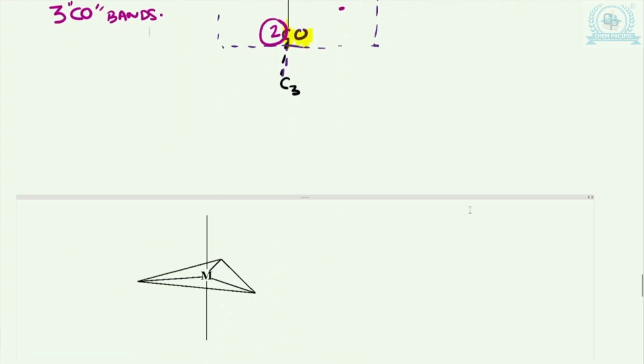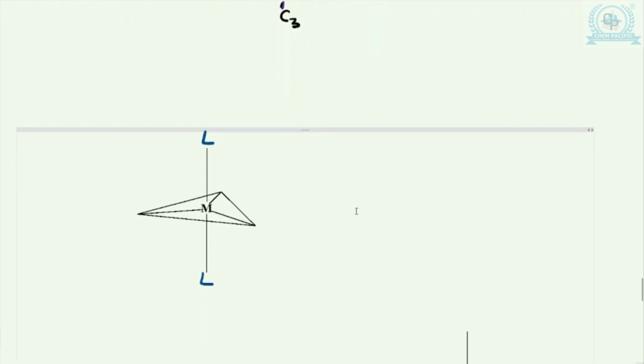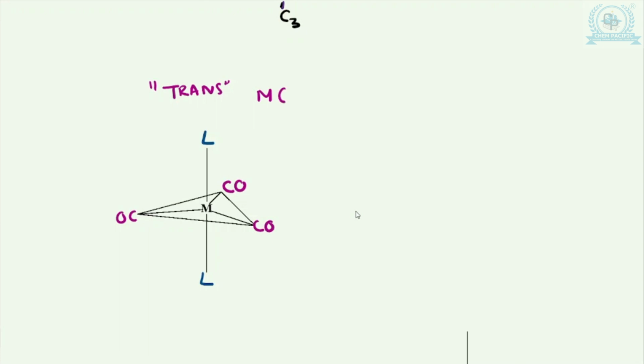So we have done mono substitution. Now we will do bisubstitution. So bisubstitution, if we do it, let me do this. Here I can do two types. Obviously, one will be trans and one will be cis. Now here, when we are doing bisubstitution, that means two of the sites are now occupied by the ligands, which are trans to each other in this structure. So I am doing the trans one, MCO3L2. Okay, now I am doing the trans structure of this.